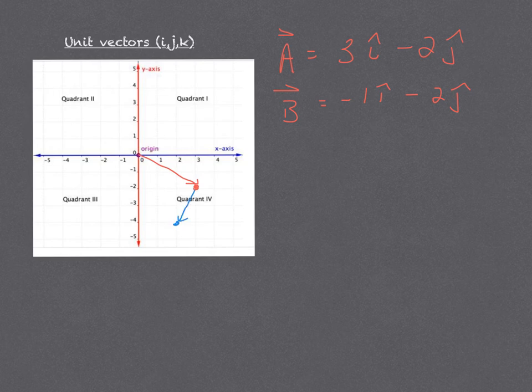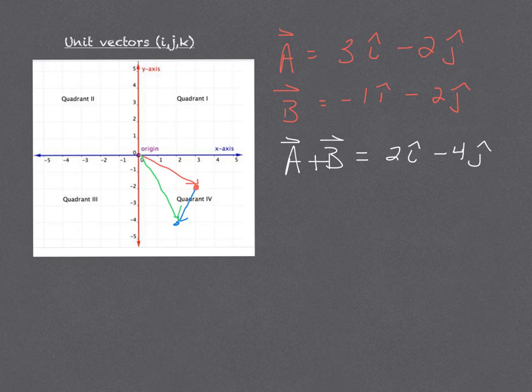Okay. So what's the resultant going to be of the addition of A and B? So it's going to go from here to here. So we want A plus B in unit vector form. Now this is super simple. And let's look at the final answer first from the graph. So where is this point? That point is going to be 2 over and 4 down. So the answer for A plus B is 2i minus 4j. And we can look at that from the graph.